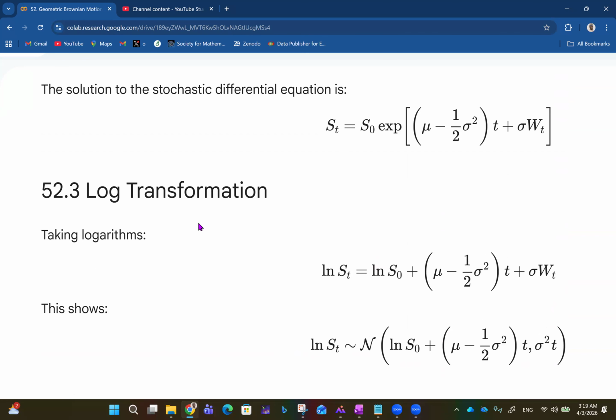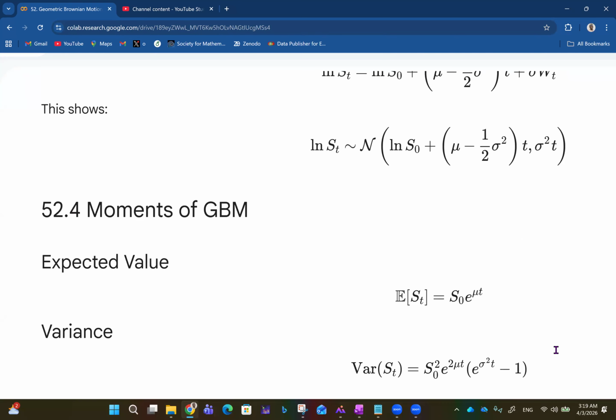And then we have the idea of log transformation. So if we take logarithms of both sides, we have the natural logarithm of S of t being equal to the natural logarithm of S naught. And of course, if we take the natural logarithm of the exponent, the exponent disappears. So we then have (mu minus half sigma squared) multiplied by t plus sigma W sub t. This shows that the log of S of t is normally distributed with mean ln S naught plus (mu minus half sigma squared) multiplied by t, and variance sigma squared multiplied by t. That's what the log transformation shows us.